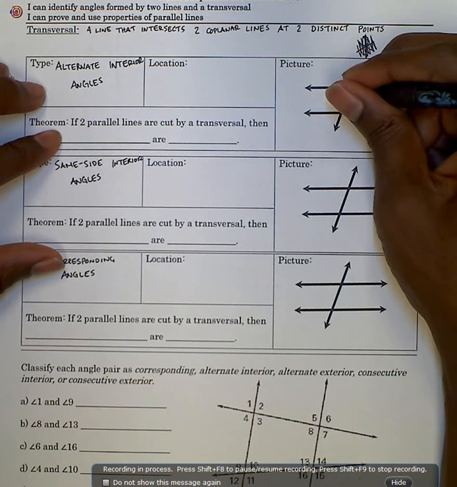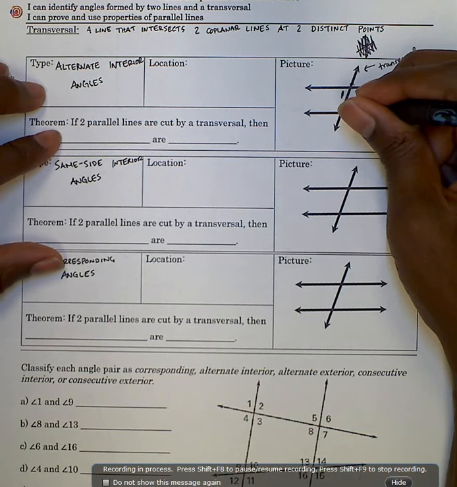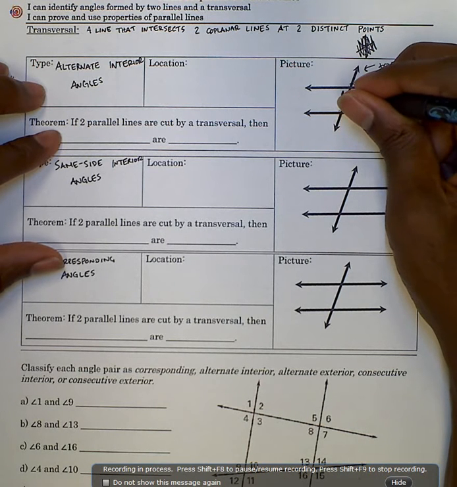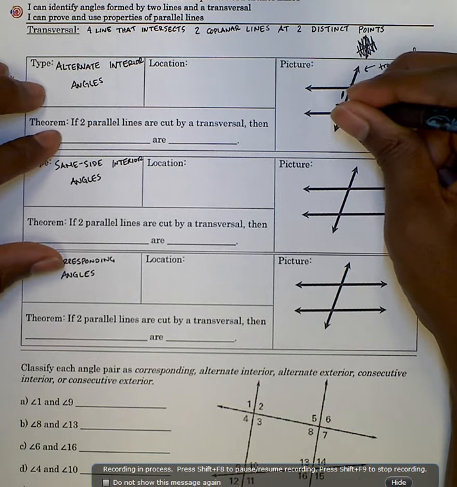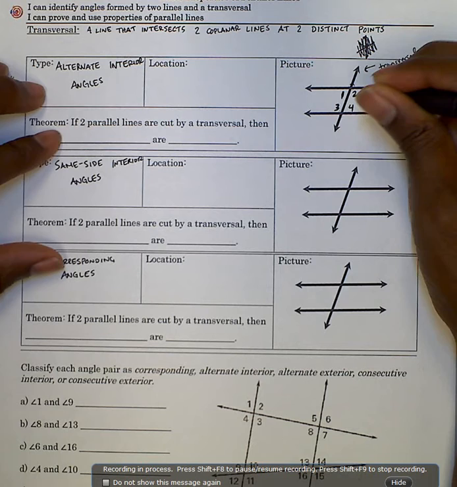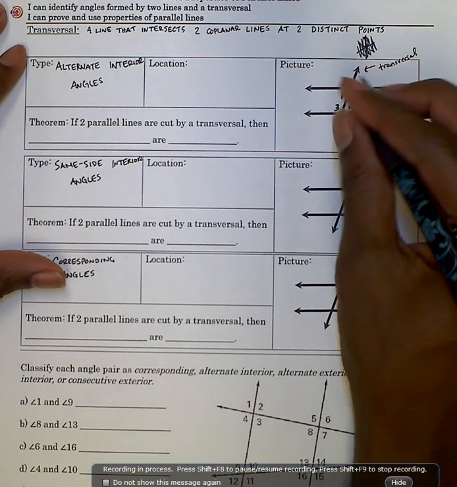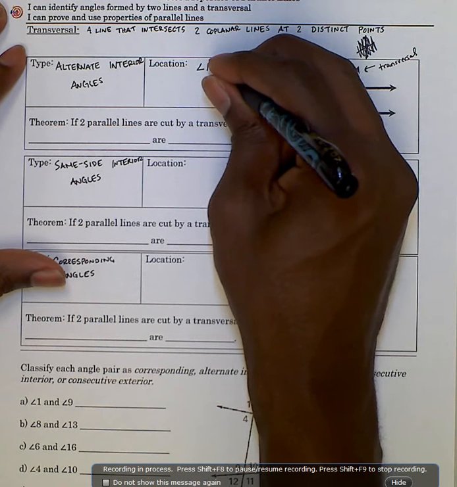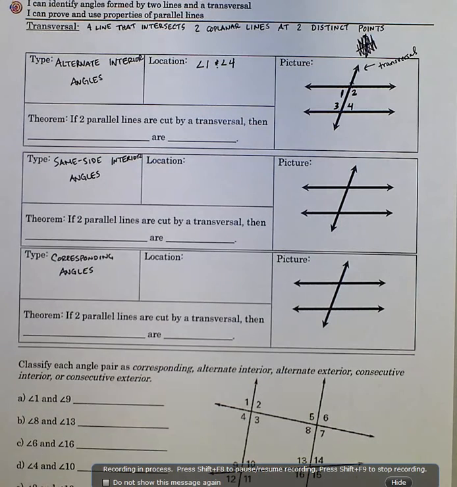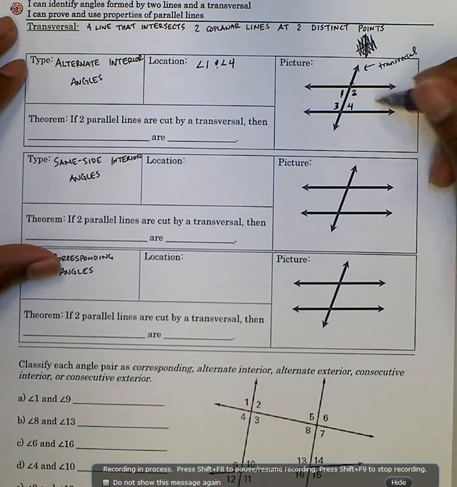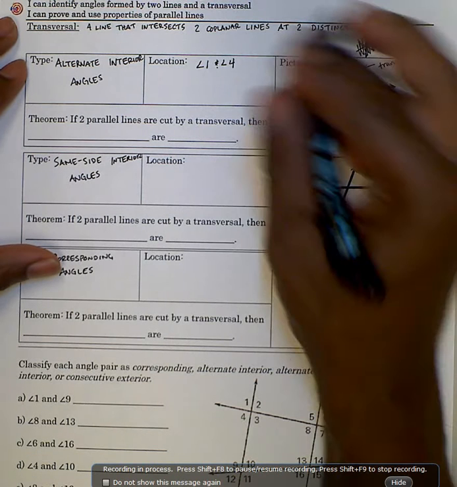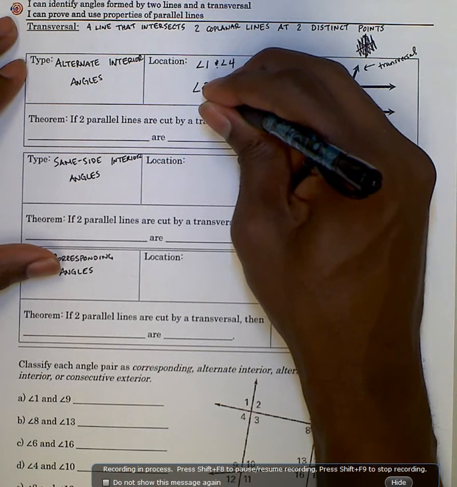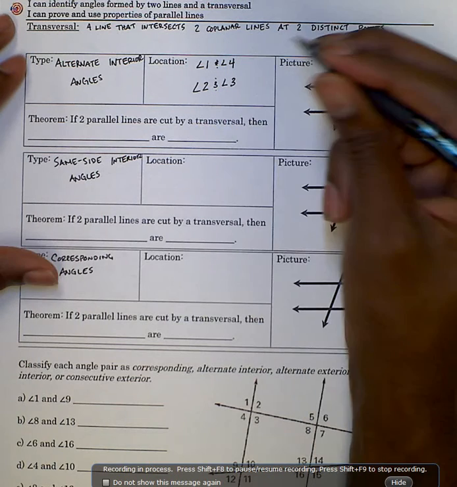So, for example, I call this angle 1, angle 2, angle 3, angle 4. Angle 1 and 4 are alternate interior angles. They're on the inside of the two lines, and they're on opposite sides, or alternate sides. So those are alternate interior angles. Angle 2 and 3 are another example of alternate interior angles.